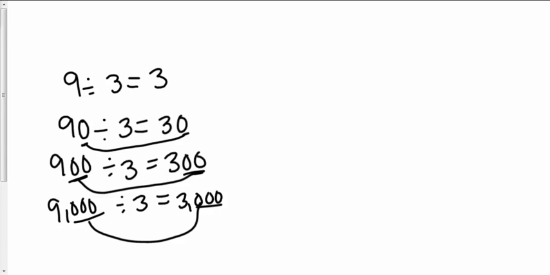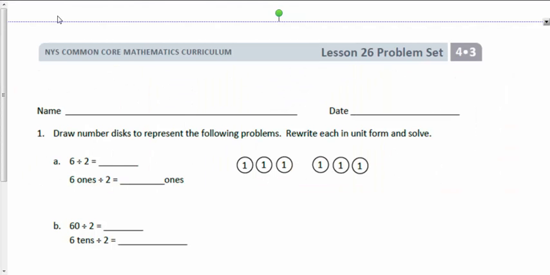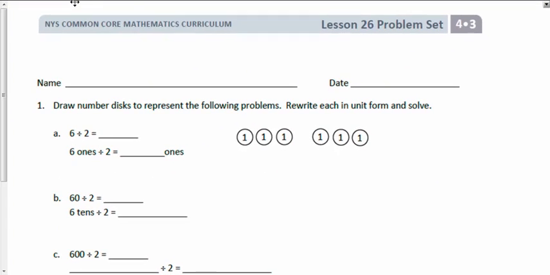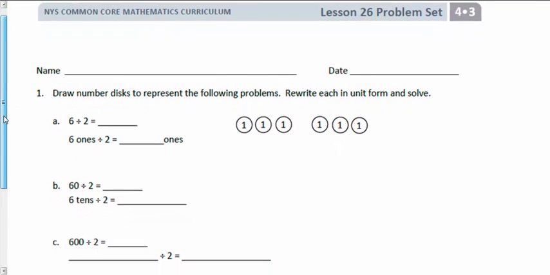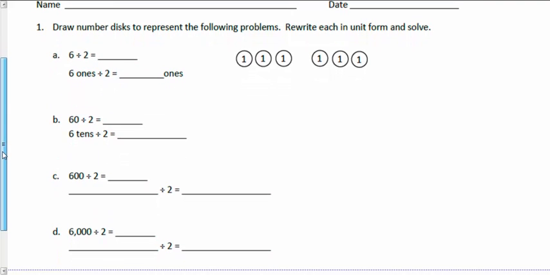So go ahead and get out your problem set, and I want you to put your name at the top. Let's take a look here. It says draw a number disc to represent the following problems. Rewrite each unit in unit form and solve. So they did part of the first one for us. So you can see they took 6 and they divided it into 2 groups. So 6 divided by 2, and there are 3 in each group, so it's 3. 6 ones divided by 2 equals 3 ones.